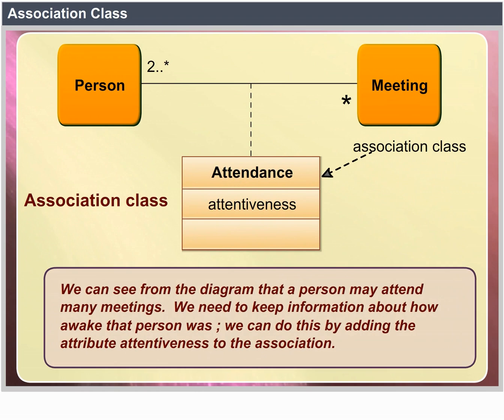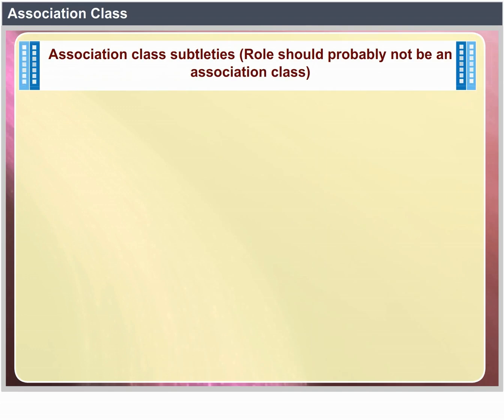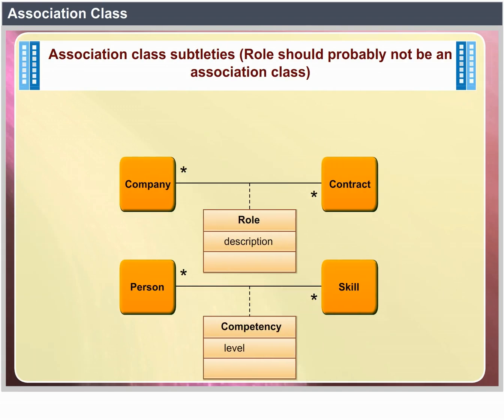We can see from the diagram that a person may attend many meetings. We need to keep information about how awake that person was. We can do this by adding the attribute attentiveness to the association. Association class subtleties. Role should probably not be an association class.